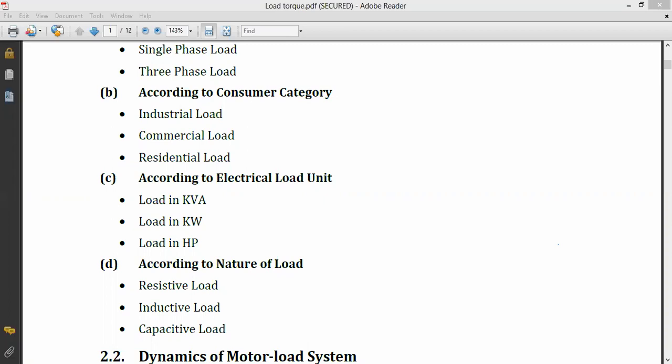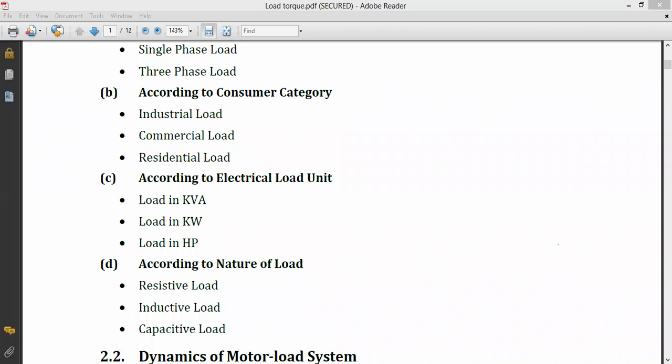And why I'm focusing on power factor in this category, that is according to the nature of the load, because when you have a low power factor, then the efficiency of the system is also reduced. Say you are using a motor in case of an industrial load, or a motor in case of a commercial load. When we have a low power factor, the efficiency of the motor also drops. So you have to increase the power factor, and when you increase the power factor, the efficiency also increases.